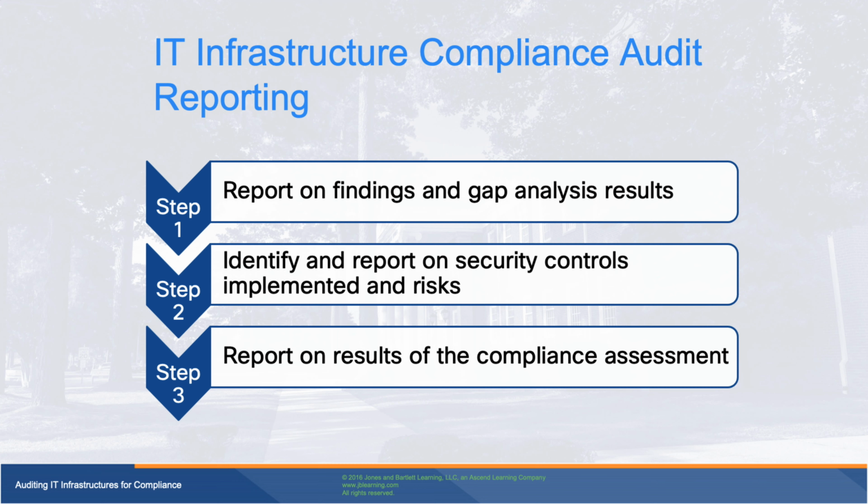So this is the order in which you should do things when you're doing your report. You're going to have the report on findings and gap analysis report results. We're going to identify and report on security controls implemented and risk. That's our risk matrix. We're going to report on the results of the compliance assessment. That's the statuses we just talked about, whether it was compliant, non-compliant, or not determined.